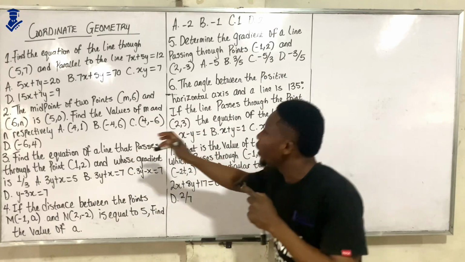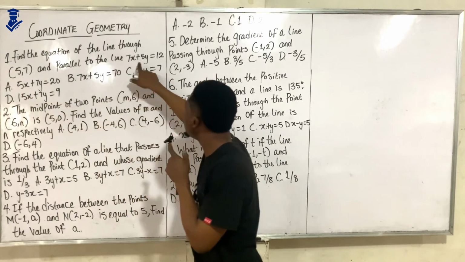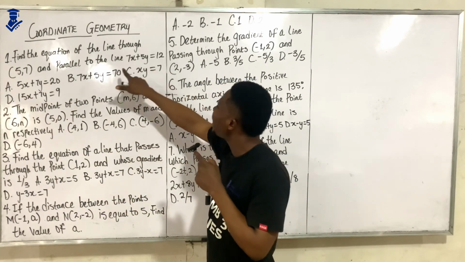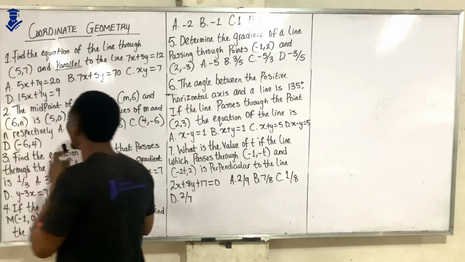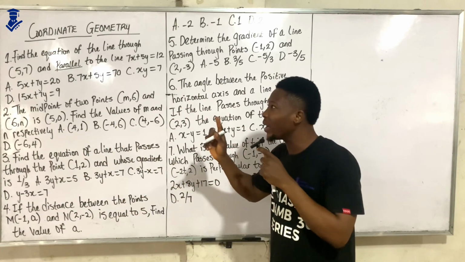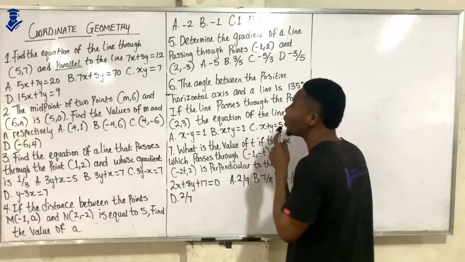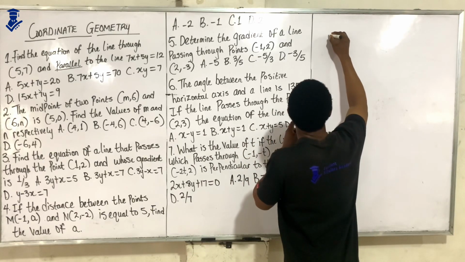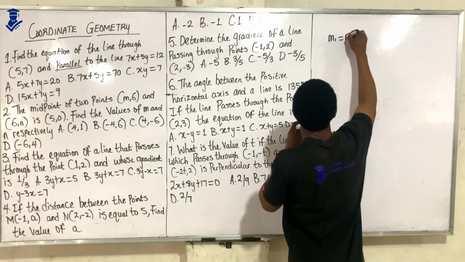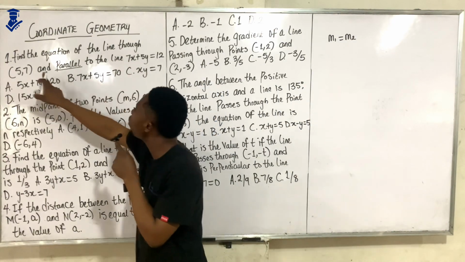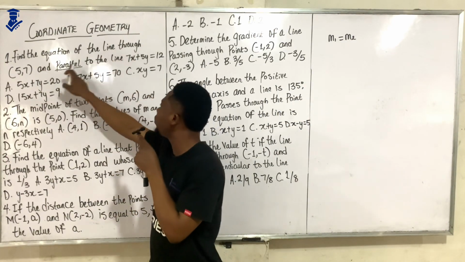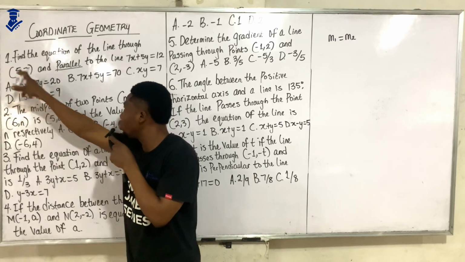Now, we are given this point and we are given the equation of this line. And the condition is that they are parallel to each other. When two lines are parallel to each other, what do we understand from there? That m1 is going to be equal to m2. That means the gradient of this line is going to be equal to the gradient of the other line we are asked to look for that is passing through this point.